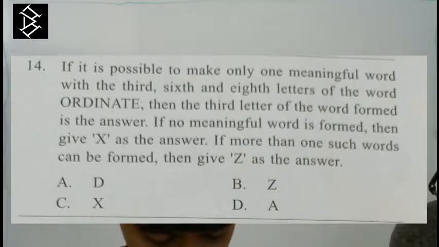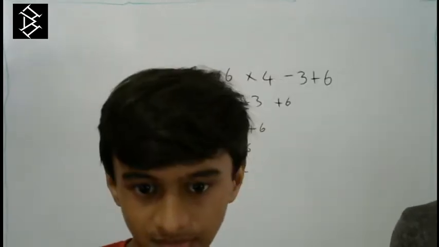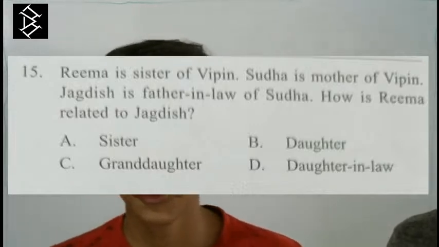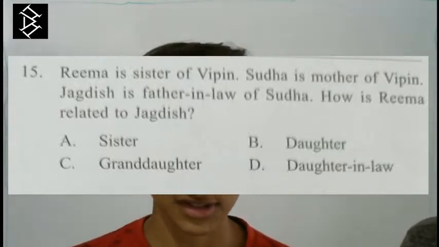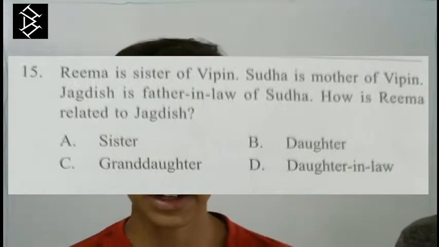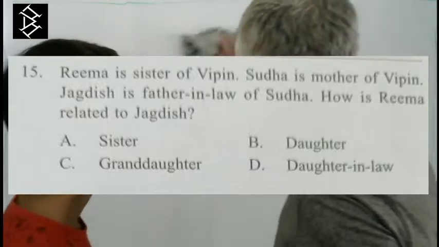I can see, yeah. Now, I'm going to let Vera explain the relationship ones. The relationship ones can be quite tricky sometimes. Anyway, give that a go, yeah? So, question number 15. Rima is sister of Vipin. Sudha is mother of Vipin. Jagdish is father-in-law of Sudha. How is Rima related to Jagdish? So, you can try it for yourself, think about it, and I'll write that on the board for you.